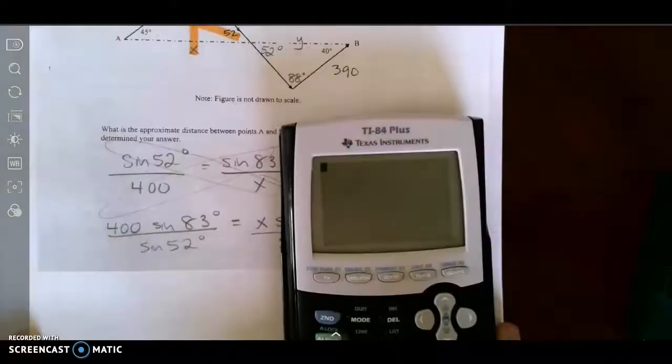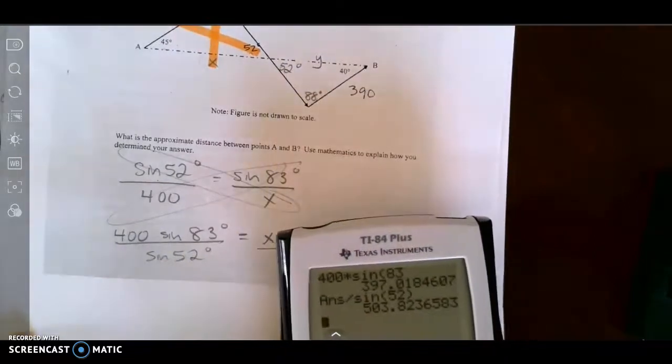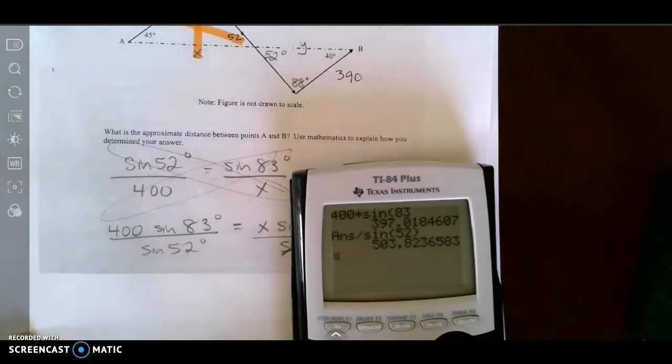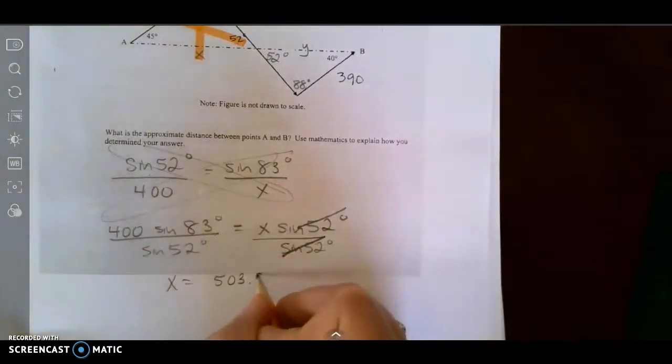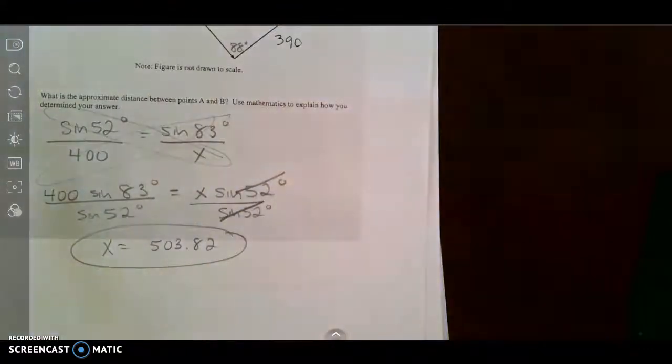And I'm going to put that in my calculator. 400 times the sine of 83 divided by the sine of 52. And I get 503. Does it say what to round to? It doesn't. Let's go 2 decimal places. 503.82. X equals 503.82. Now I need to find y.